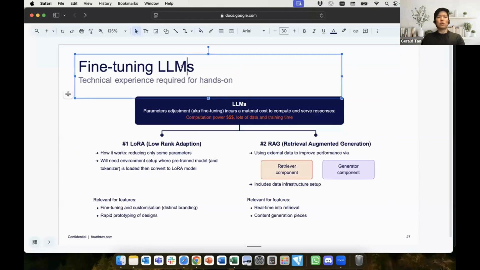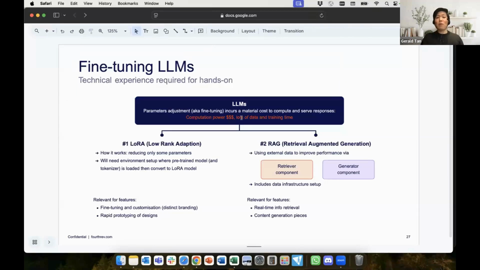And when I say you, I mean all of us, because unless you are a big tech with hundreds of millions in R&D, we're not going to be fine tuning any LLMs anytime soon, because it's very expensive. Computational power, you need a lot of data and a lot of time, right? And all of this basically costs a lot of money.